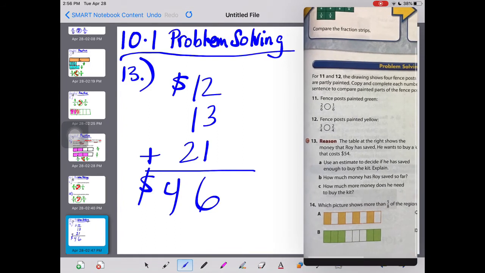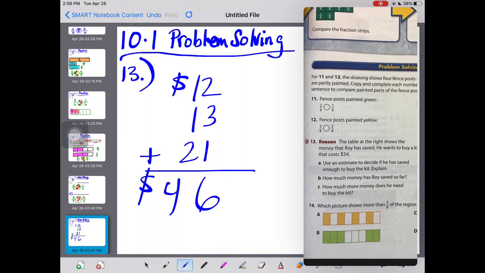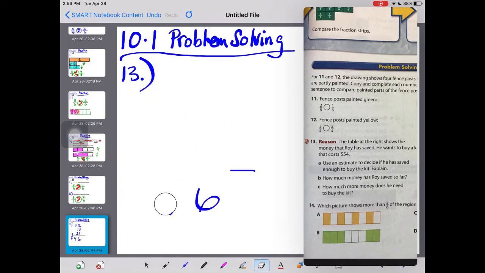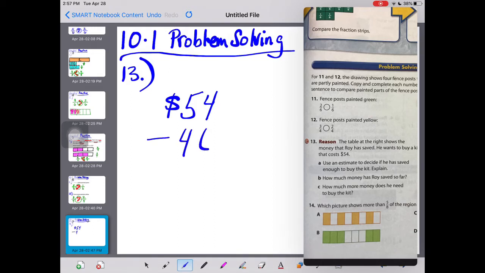Now we want to find out how much more money he needs to buy the kit. Well, we know that the kit costs $54. He has saved $46. So hopefully you all said, you know what? If I take the total cost of $54 and I subtract out what he's already saved, 46, that will give me what's left over, the amount of money that he still needs to save to be able to buy the kit. So let's do the ones column.